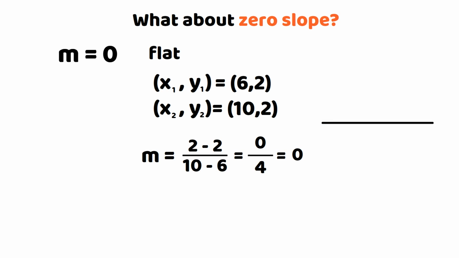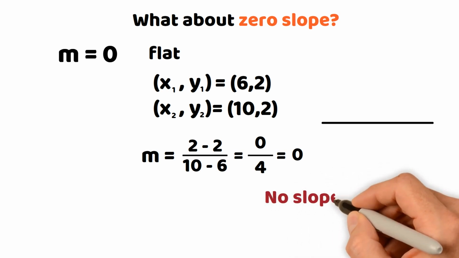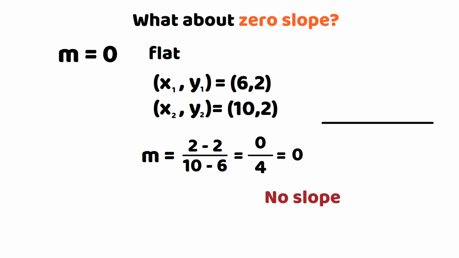If a line is directly vertical, the denominator, or the change in x, will end up being 0. That's what's sometimes referred to as no slope instead of 0 slope, because the formula gives you an undefined number with a denominator of 0.